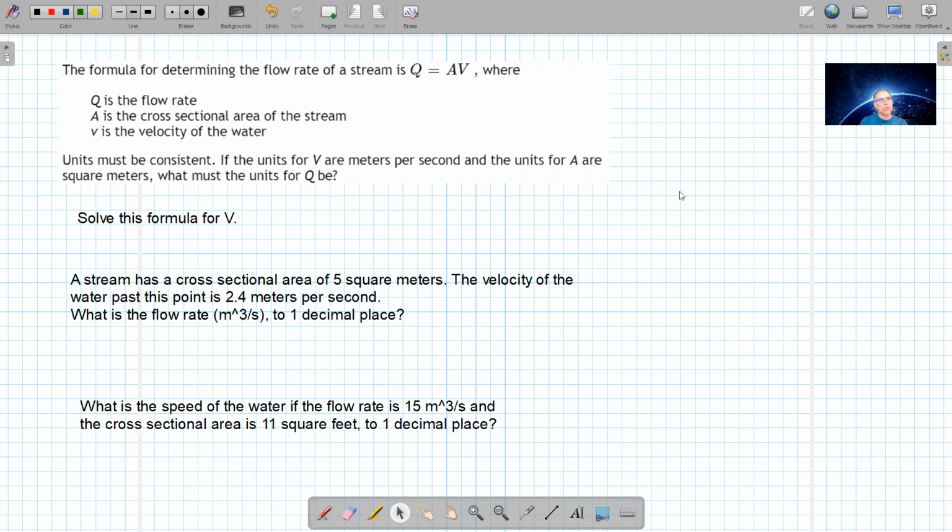So Q is the flow rate, the speed at which the water is moving through a given spot. A is the cross-sectional area of the stream and V is the velocity, right?